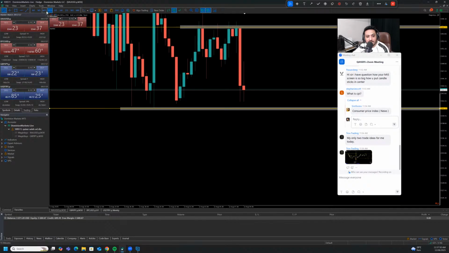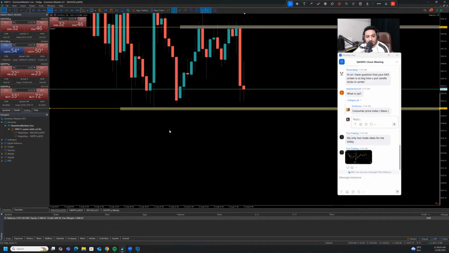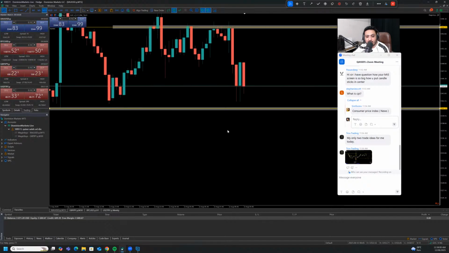Okay, look at this one. It's creating some kind of impulse entry in this situation. London is just going to open, but as I already have a plan with me, I'm not going to execute an impulse entry. My only two trade ideas for me today. Okay, let's look at this one, Trove.